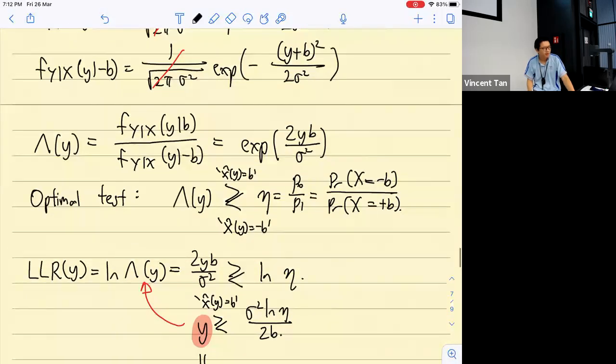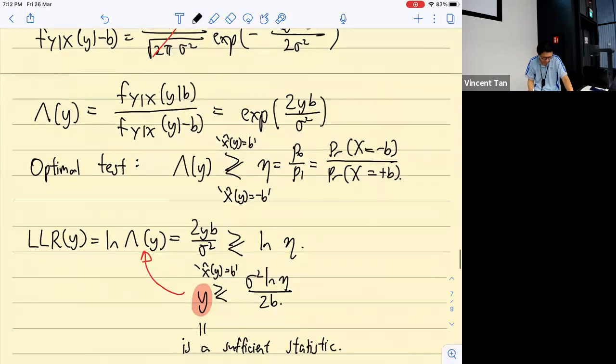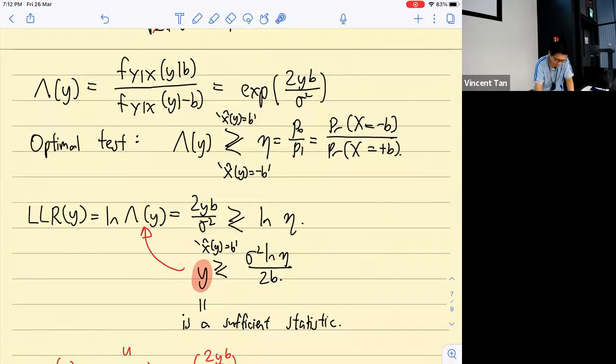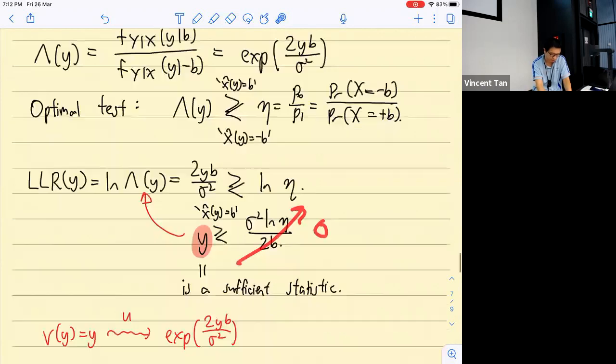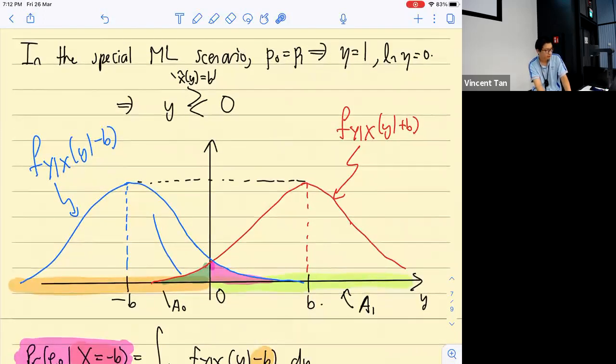We can take log, it becomes more convenient because most distributions are in the exponential family. And it reduces to this particular form where y is compared to a certain threshold. Now, this threshold depends on the prior probabilities. But if the prior probabilities are half-half, then this eta is equal to 1 and this one goes to 0. In which case the rule reduces to something super simple, y compared to 0. And the picture is as follows.